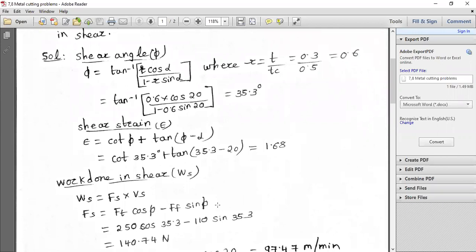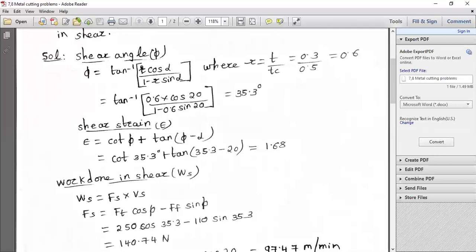You have to just practice and try to remember these formulas. Fs is equal to Ft into cos phi minus Ff into sin phi. Ft is the tangential force and Ff is the feed force. In some of the problems, if you follow P.N. Rao, Ft is the horizontal component, so instead of Ft, he writes Fh, and instead of Ff, he writes Fv. There's nothing to it. You just need to know which is the horizontal component and which is the vertical component of the forces in orthogonal cutting.